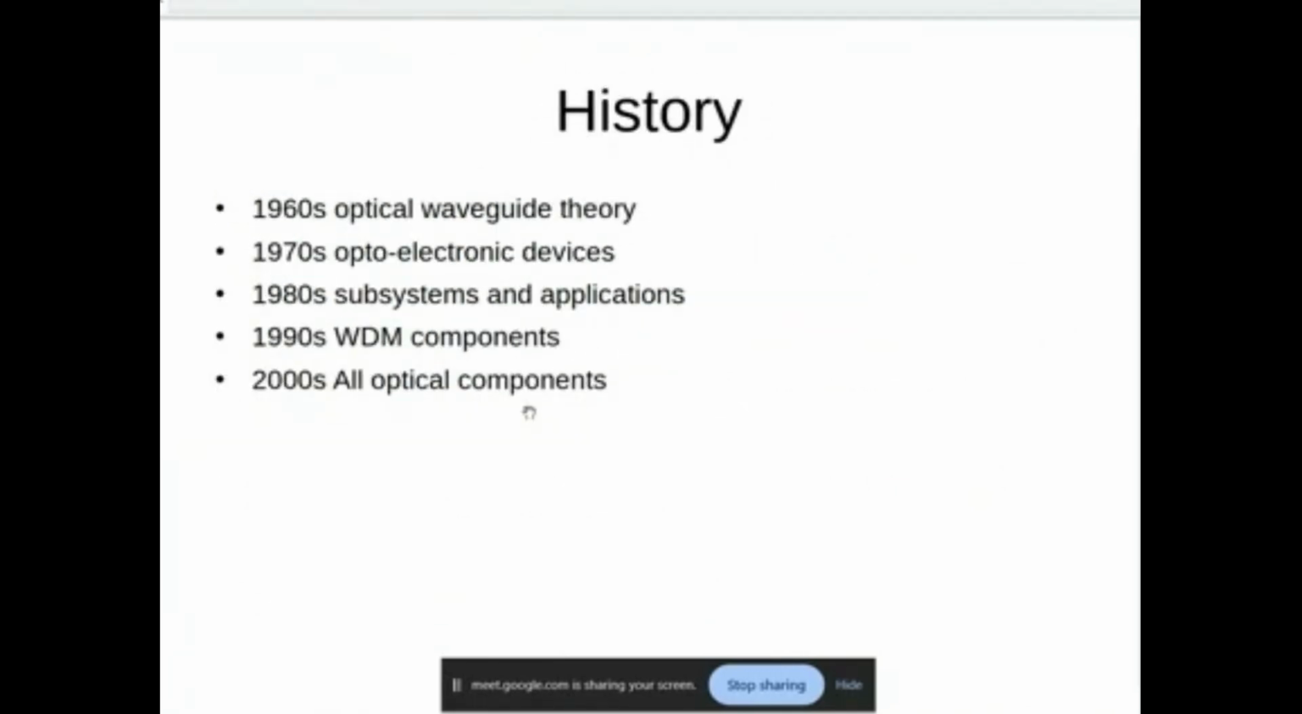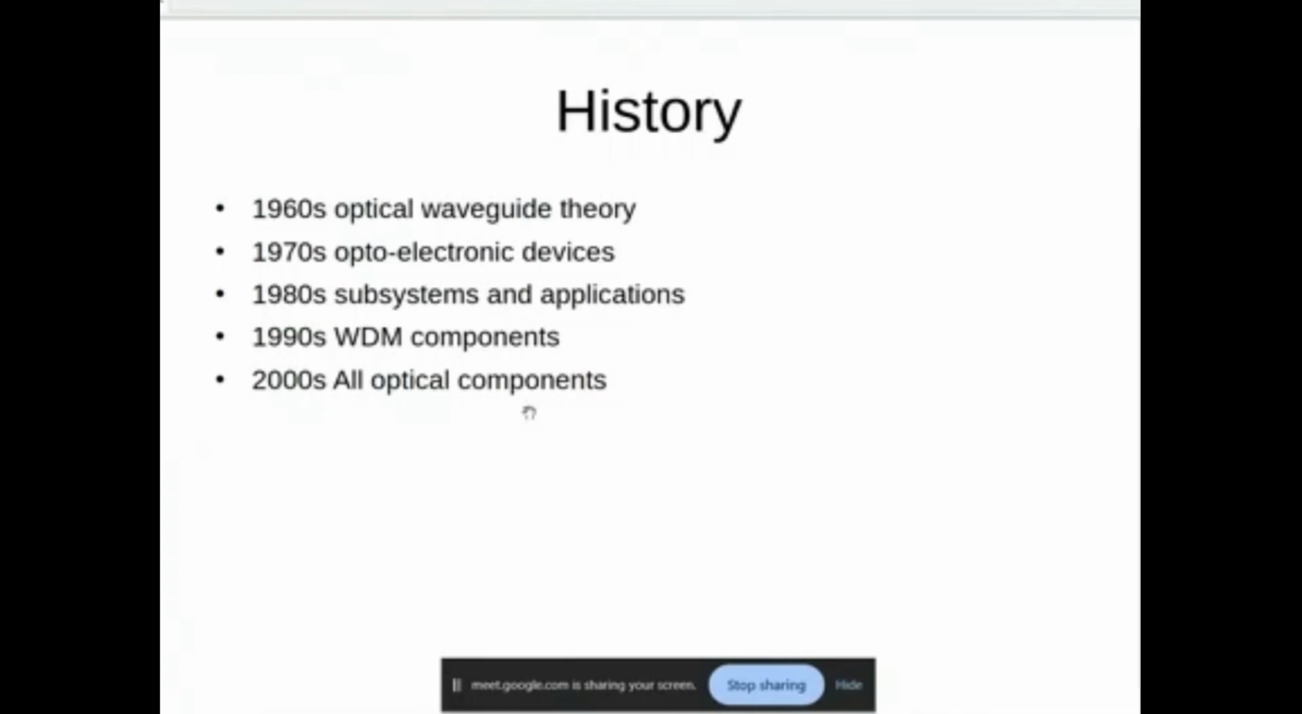Very briefly, a little bit of history. You can start with modern optics. You said 1960 is when the laser was invented. So immediately after that, people worked on optical waveguides. Many dielectric media like glass, crystals, and so on were explored. And a lot of this waveguide theory was developed during the 60s, you can say.